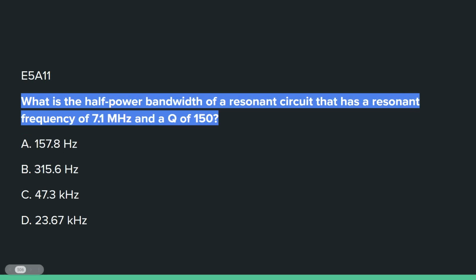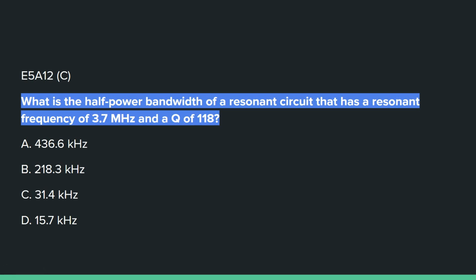E5A11, what is the half bandwidth of a resonant circuit that has a resonant frequency of 7.1 megahertz and a Q of 150? Answer is C, 47.3 kilohertz. E5A12, what is the half power bandwidth of a resonant circuit that has a resonant frequency of 3.7 megahertz and a Q of 118? C, 31.4 kilohertz.